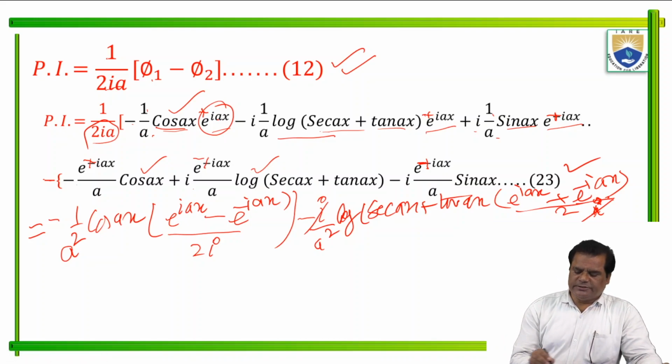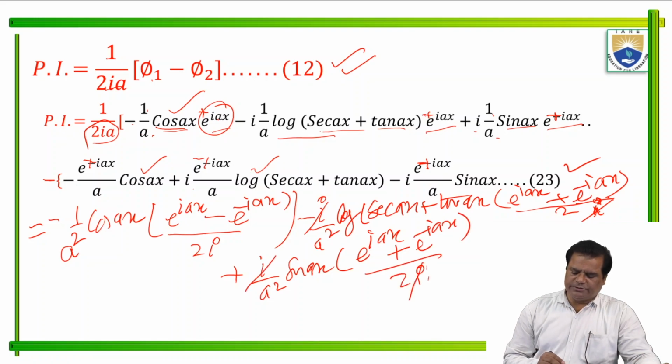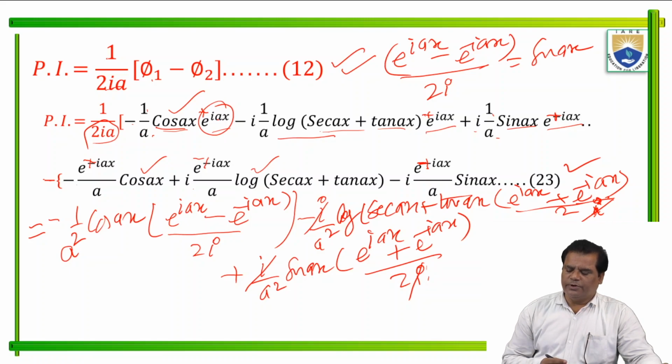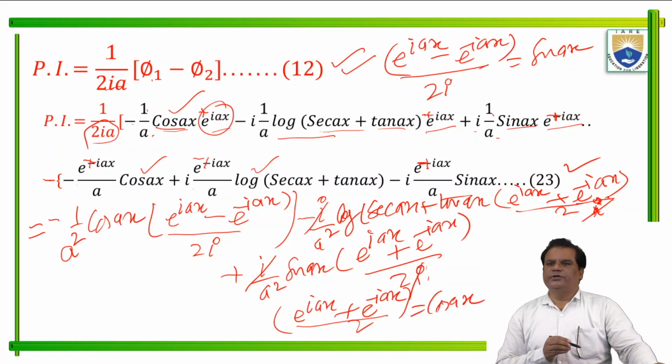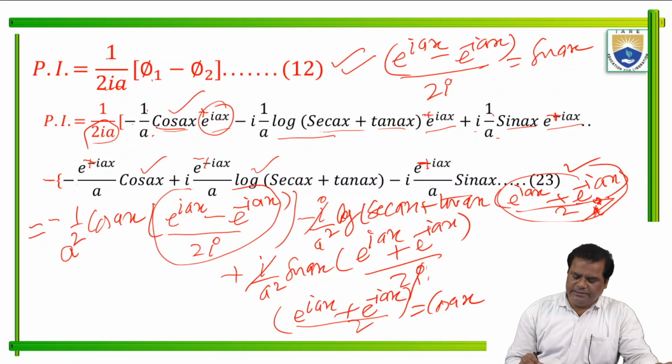Next, the third one is this minus, this plus, and this also minus plus. So the third one also plus. So here 1 upon a square common and sin ax is common. So e to the power iax plus e to the power minus iax upon 2i. So this i cancels. So now we get the answer here. This is the formula: e to the power iax minus e to the power minus iax upon 2i is sin ax. Okay. Next formula: e to the power iax plus e to the power minus iax upon 2 is cos ax. So this result is sin ax, and this result is cos ax, and this result is cos ax.